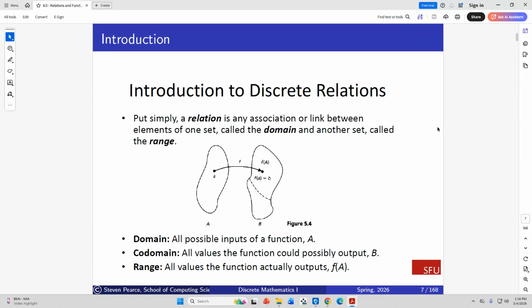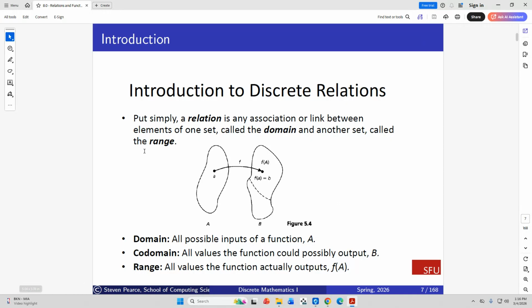Okay, so introduction to discrete relations. So what we have here is a relation is an association or link between elements of one set called the domain, that's A, and the other set called the range. Okay, that's this part right here. F of A maps to this area right here, but this is all called the codomain B. So if you map entirely from set A to set B in a one-to-one relationship, then it's a one-to-one function, for example. But if you just map to just part of it, that's called an onto function. So I'm introducing those terms ahead of time.